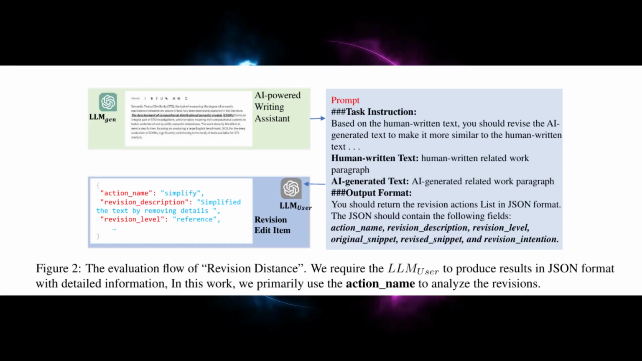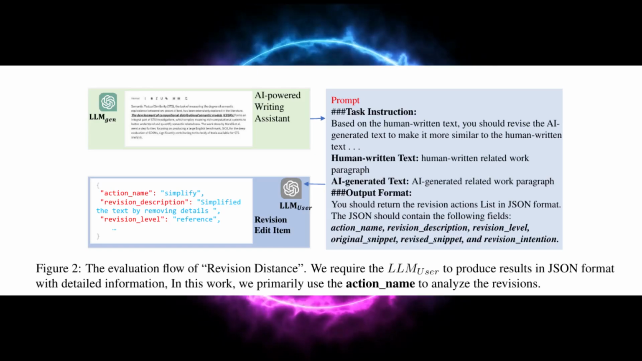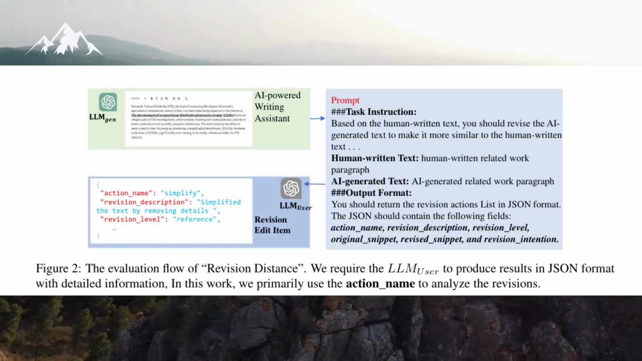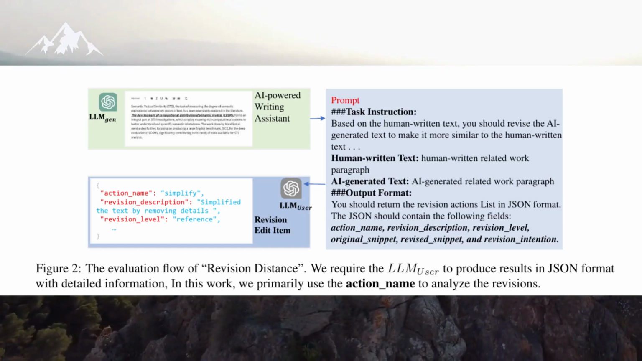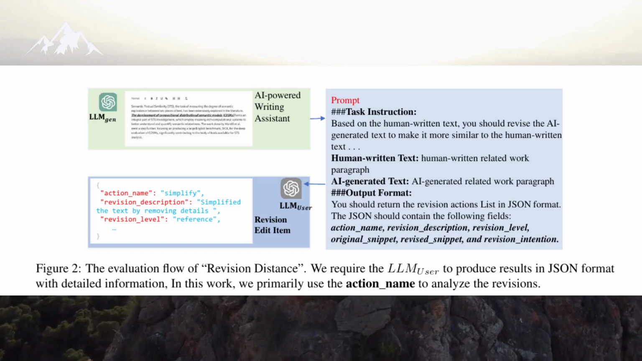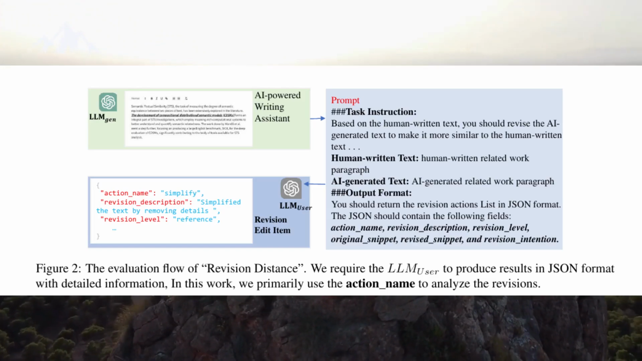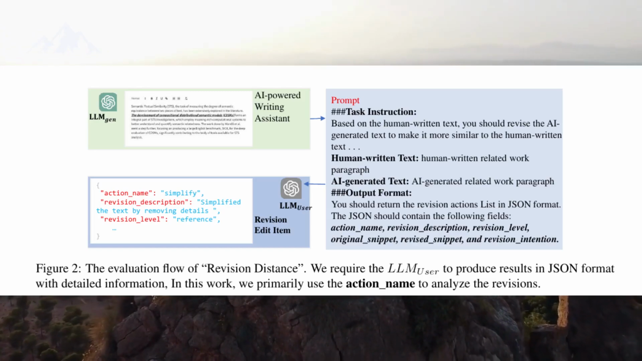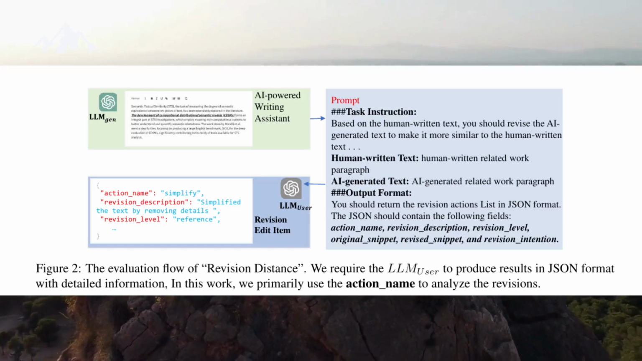Putting revision distance to the test. To assess the effectiveness of revision distance, the researchers conducted experiments across two writing tasks. Easy writing task: this involved generating emails, letters, and articles, where existing metrics often reach saturation, offering limited differentiation between models of varying strengths. Challenge writing task: this focused on academic writing, specifically generating related work sections, which demand complex knowledge reasoning and concept understanding.